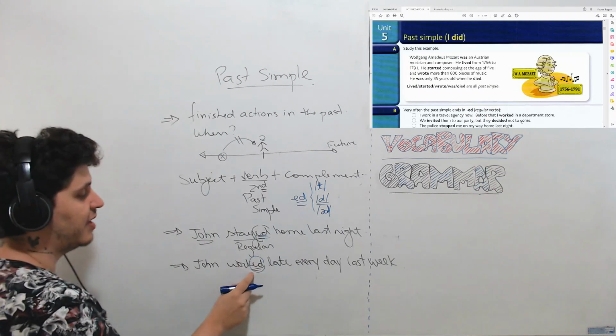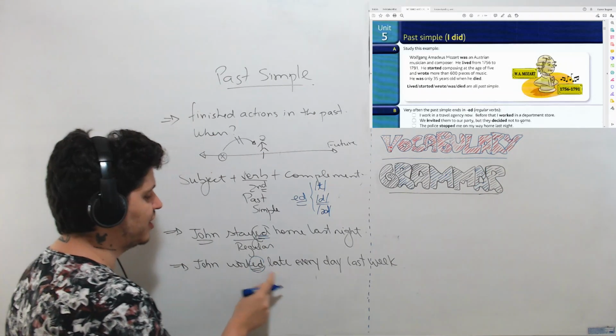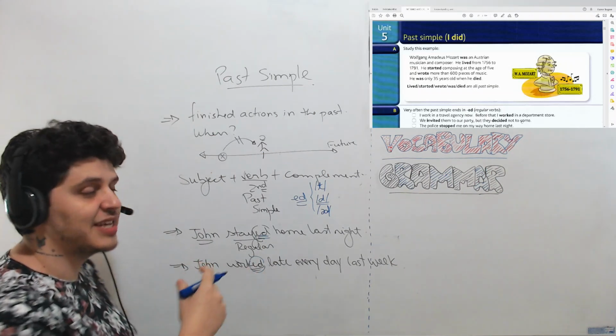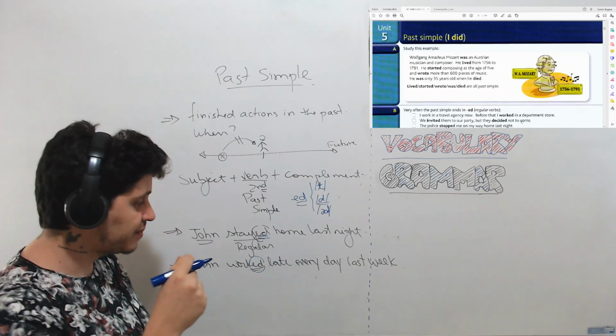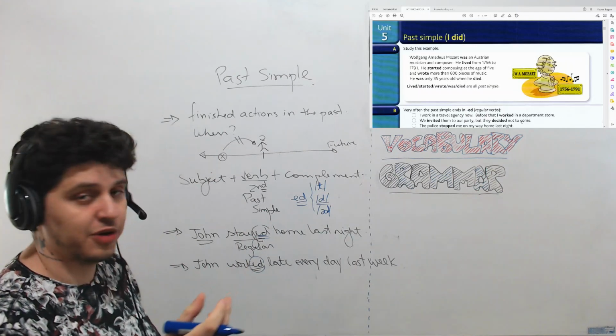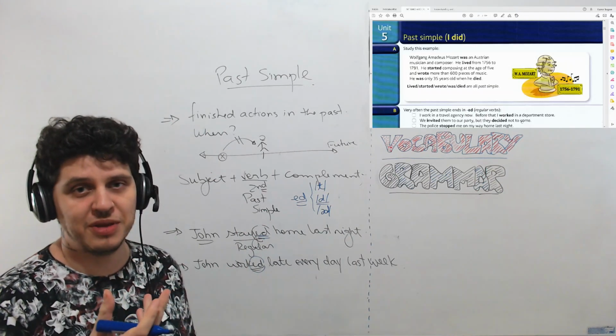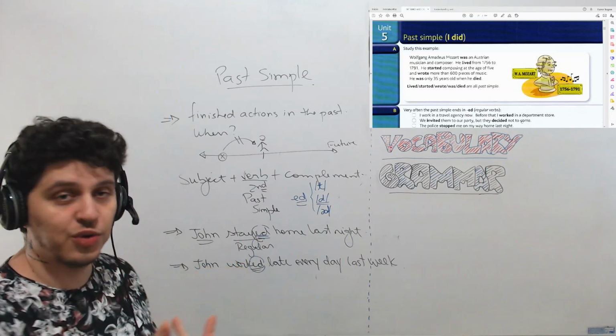But right over here, before the ed particle, we've got a k, and this k indicates this sound. And if you yourself put your hands on your throat, you will perceive that there's no vibration being made because your vocal cords are not being used.